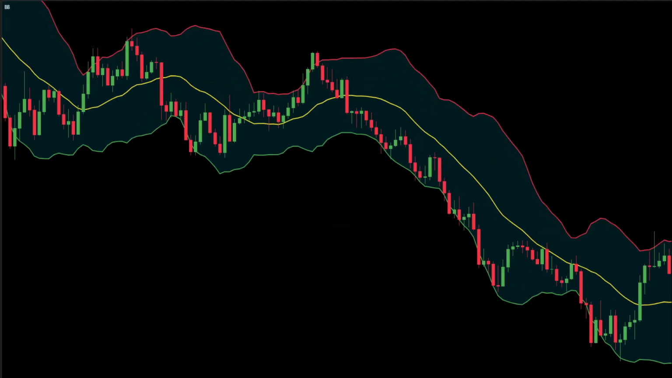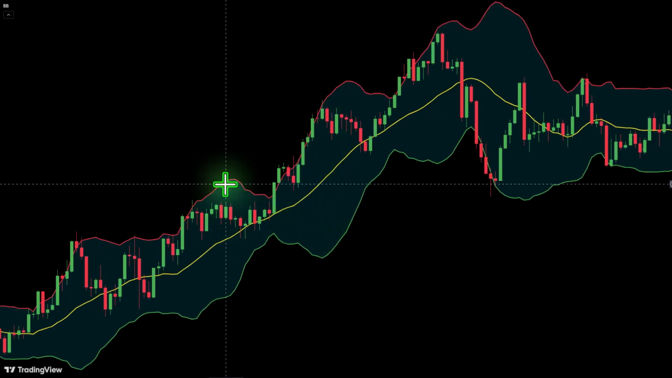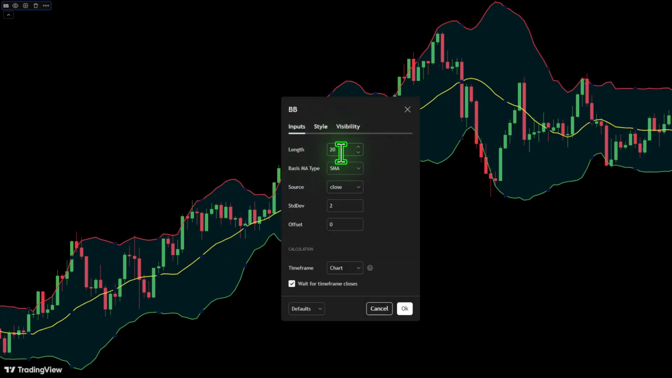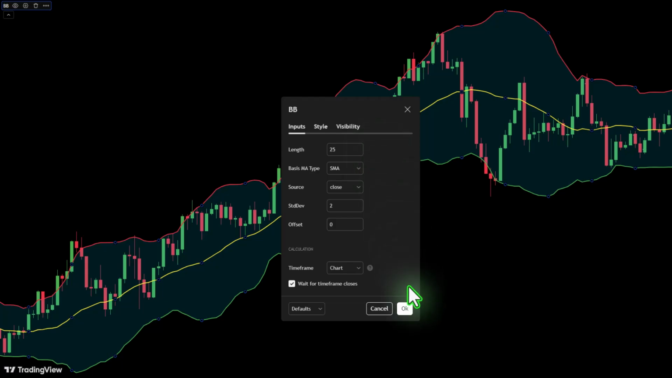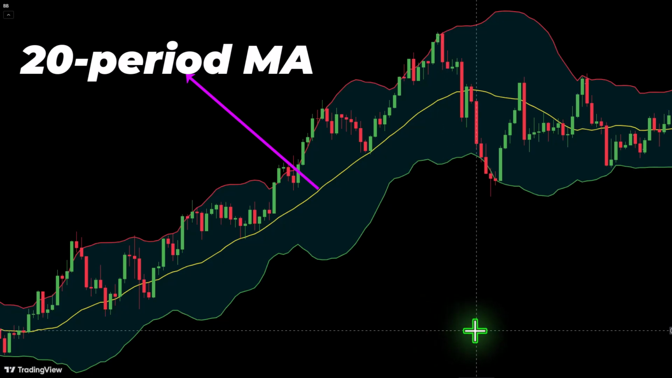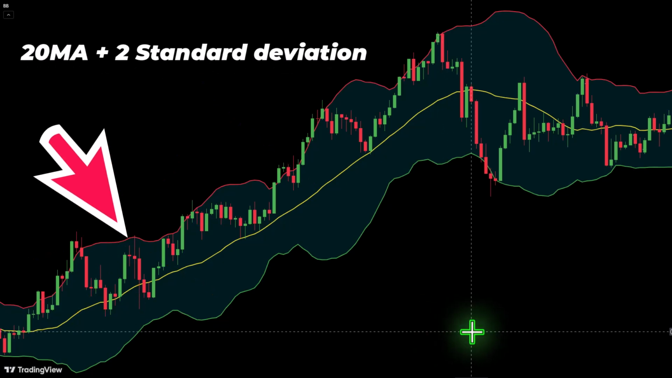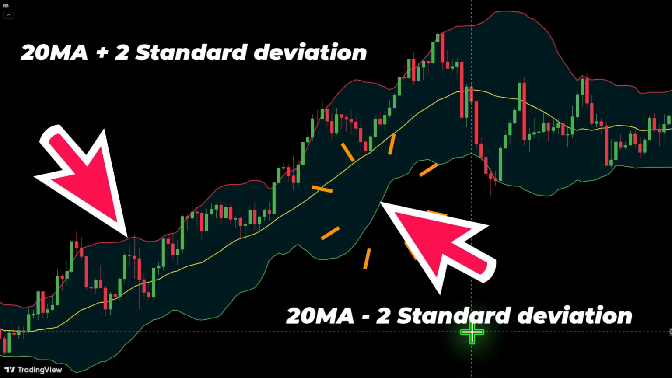So how do we identify market volatility? This is where Bollinger Bands come into play. The Bollinger Bands indicator is specifically designed to measure market volatility with ease. It consists of 3 lines and is typically set to a 20-period default, though you can adjust it to 25 periods if needed. These bands are based on 2 standard deviations from the middle line, which is simply a 20-period moving average. The upper band is calculated by adding 2 standard deviations to the middle line, while the lower band is calculated by subtracting 2 standard deviations.